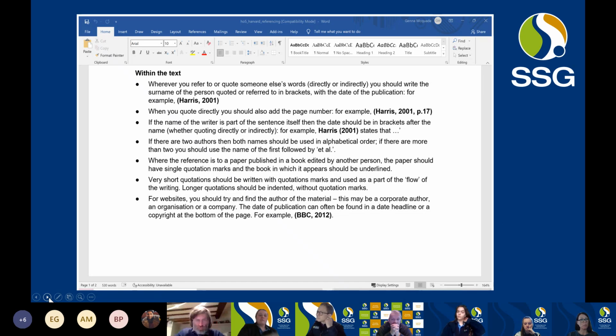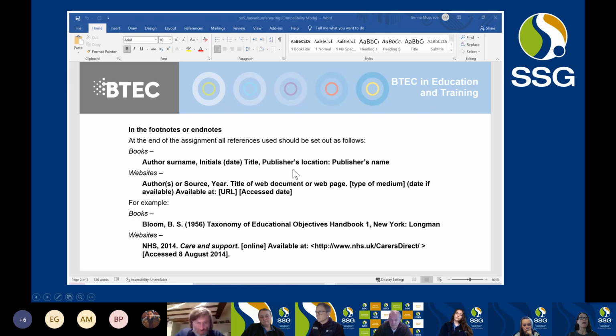And then there's a document which I'm going to send to you along with the PowerPoint about Harvard referencing that hopefully will be a good match for the document that Emma's sharing, that tells you exactly how to do it. So how to reference within the text, so when you're putting a quote, and then how to reference at the end in your bibliography or in your footnotes.